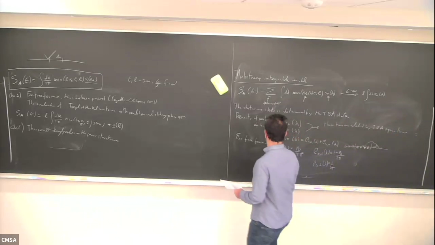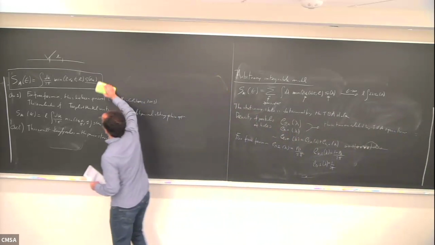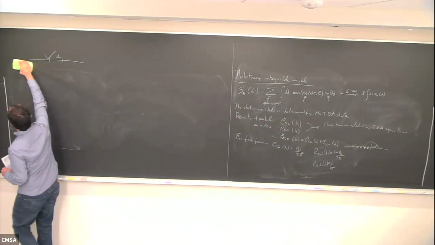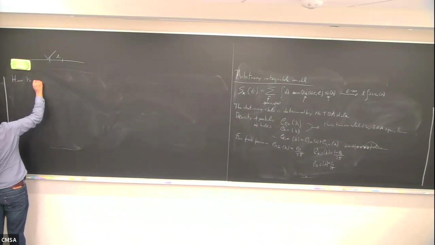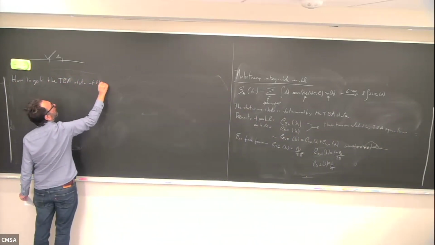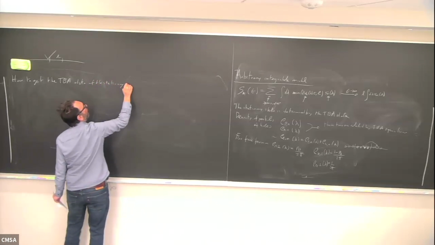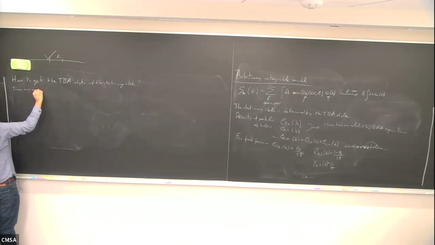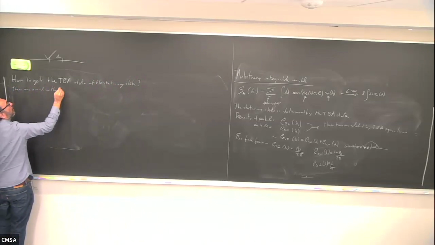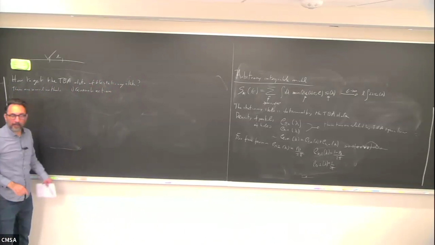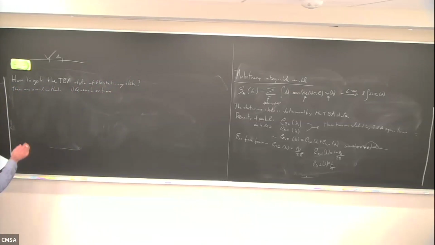There are, for example, okay, let's erase here. How to get the TBA data of the stationary state. Okay, there are several methods. For example, there is the quench action, which uses exactly the structure of the overlap of the initial state with the post-quench state. This was introduced by Caux and co. more than 10 years ago.